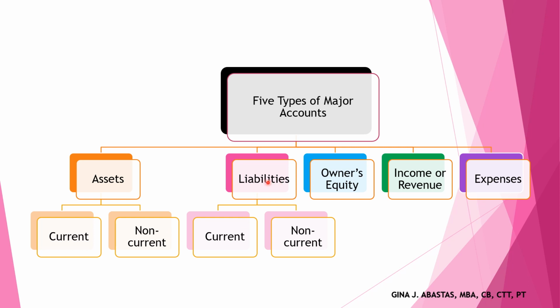For liabilities, these include the debts or obligations payable to creditors and other outsiders to which your company owes money. Liabilities are one of the 3 ways in which a business can acquire funding. Same with the assets, it has 2 classifications: current liabilities and non-current liabilities. Also, we have owner's equity, income or revenue, and expenses.